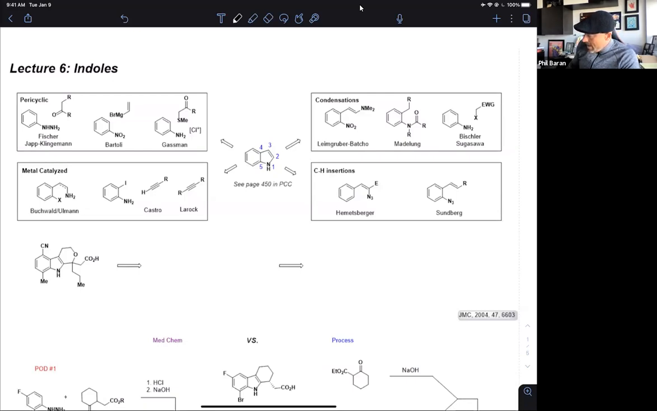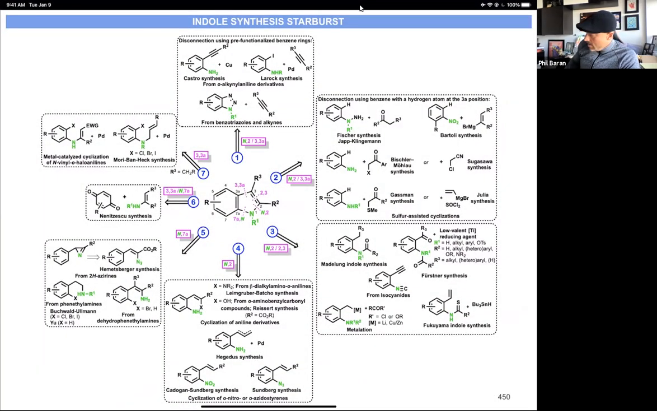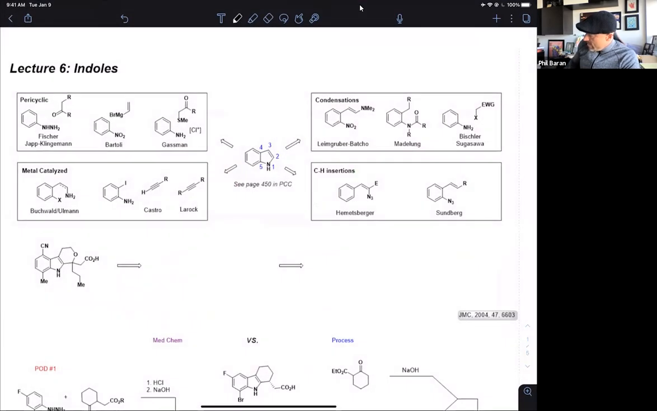So in the past, indoles were something that I got right into and went straight to the case studies because most people were already familiar with a lot of ways of making indoles. You've already been instructed to take a look at the PCC book before these classes, so I'm sure you've seen this nice starburst that kind of summarizes all the various ways of making indoles, and you'll have those at your disposal today.